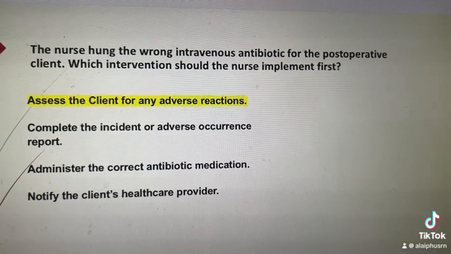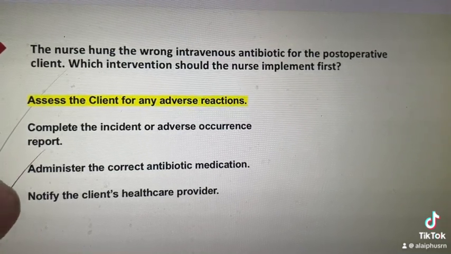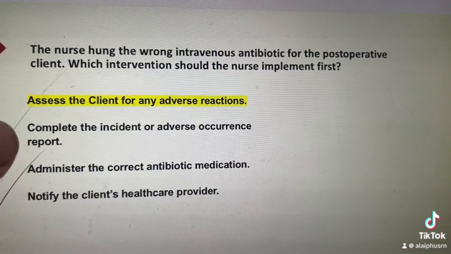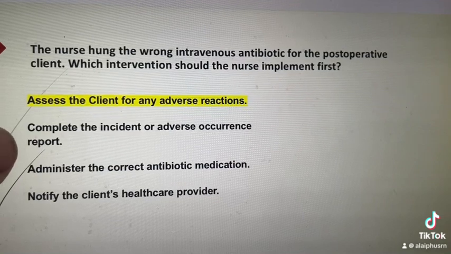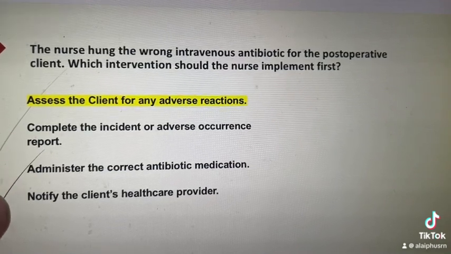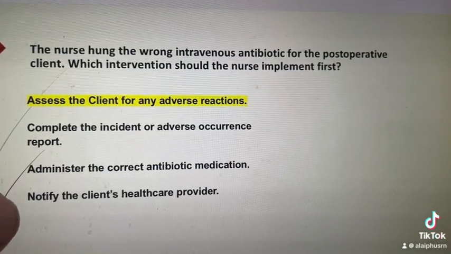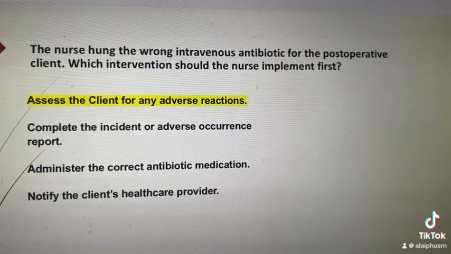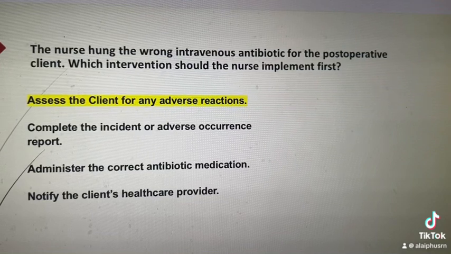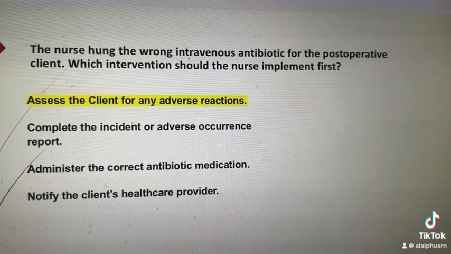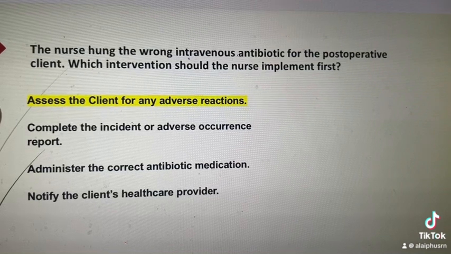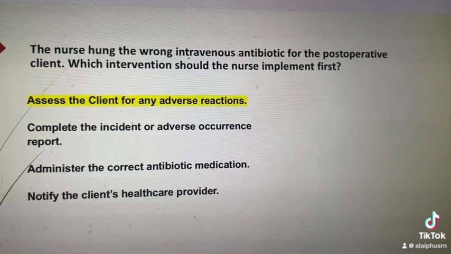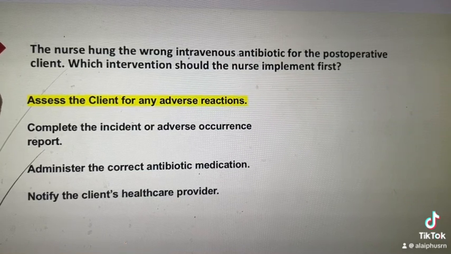That would mean administer the correct antibiotic medication, notify the client's healthcare provider, notify the doctor, complete the incident adverse occurrence report. If you call the doctor, what are you going to tell the doctor if you haven't assessed the patient? So you have to assess if there's any itchiness, shortness of breath, swelling in the area, hives, or anything like that that would indicate an allergic reaction to the antibiotic.